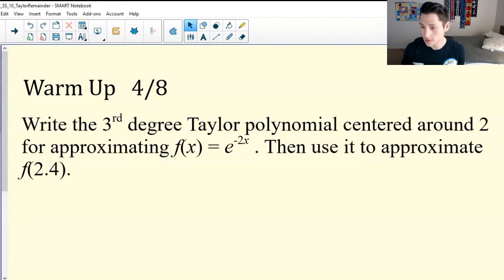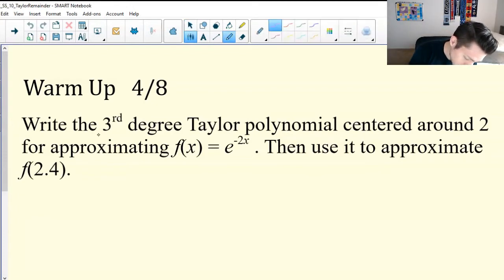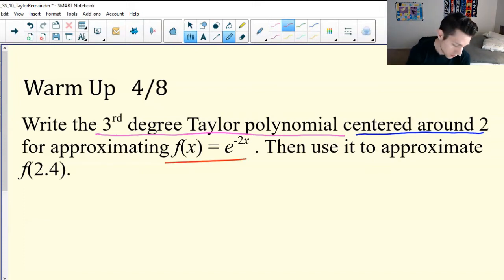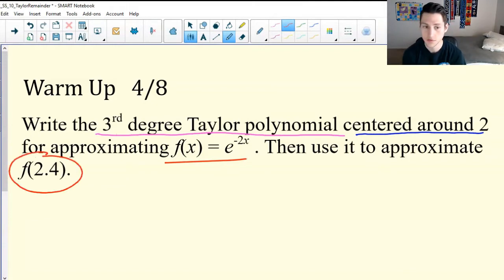Okay, so yesterday we talked about these Taylor polynomials and how we can use them to approximate certain values. So this warm-up is just practicing doing that again. A couple different pieces of information. So the third degree Taylor polynomial centered around 2 for approximating this function. And then once we have that, we can use it to approximate f of 2.4.